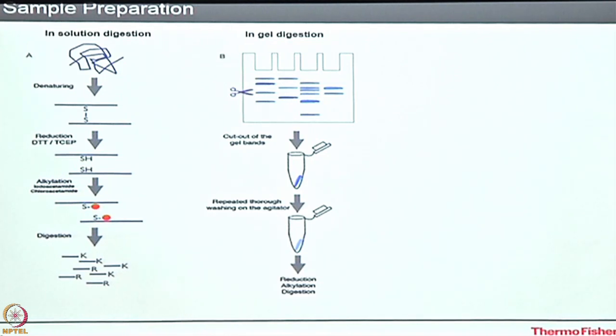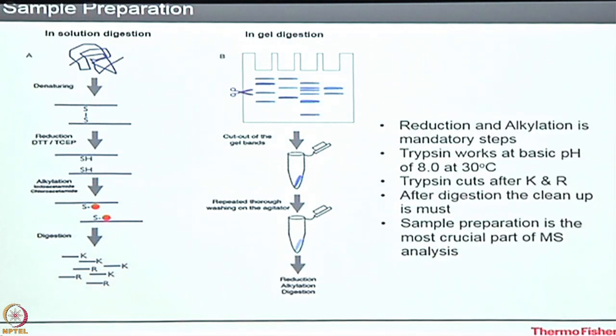DTT we are using is very common for reduction. It reduces the disulfide bonds, and because it is a reversible reaction, you have to use some alkylation. So block those sulfide residues. So you put iodoacetamide, and those sulfides will be blocked by iodoacetamide, and then you digest with some protease. So most common protease is trypsin, which cuts after arginine and lysine. So reduction and alkylation is very important, otherwise you will not get 100% digestion.